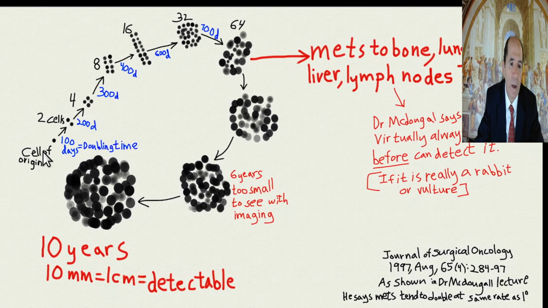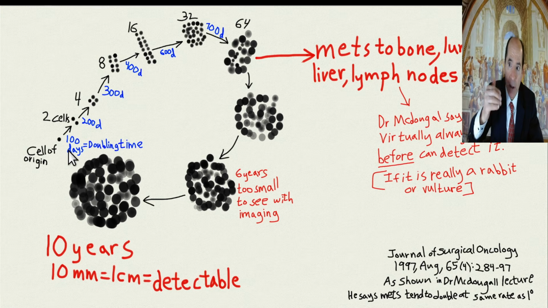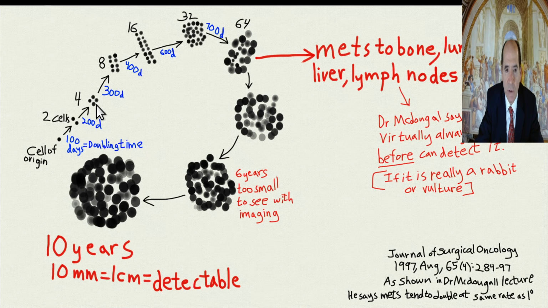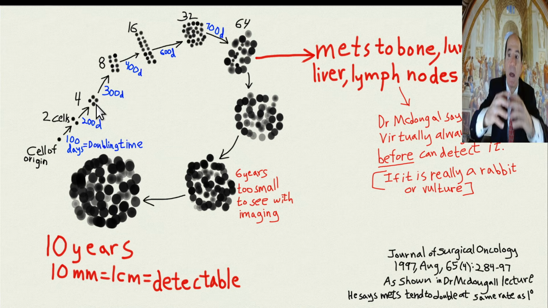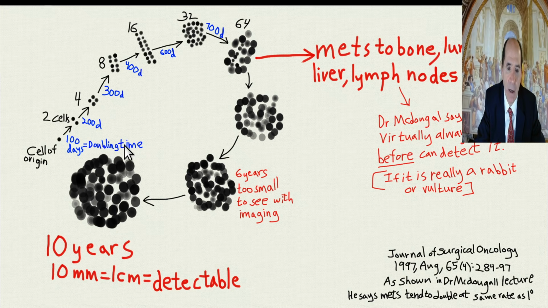You start out with one cancer cell, and then the cancer cell has to double. A typical doubling time for a cancer, let's say it's a rabbit, meaning an intermediate rate of growth cancer, is about 100 days. So one cell becomes 2 cells. Then another 100 days go by, 2 cells become 4 cells. It keeps on doubling every 100 days until it becomes about 1 centimeter in diameter.